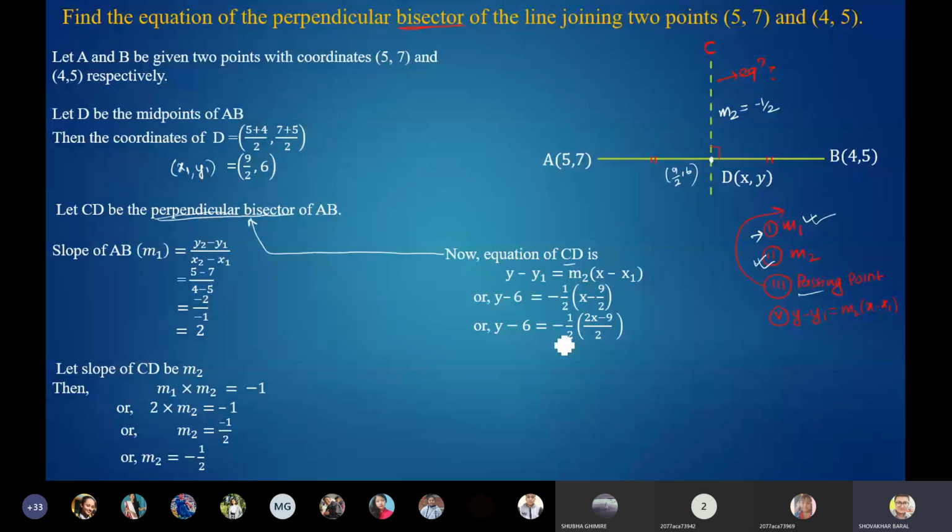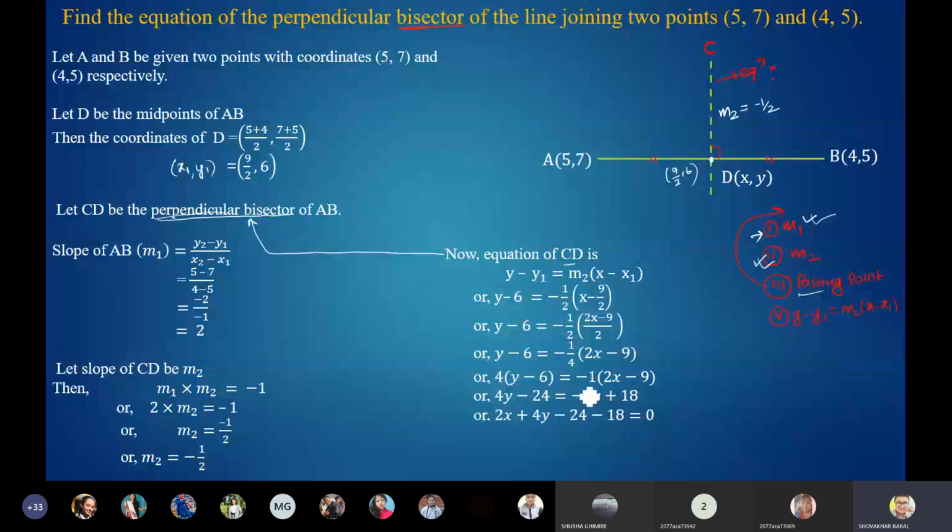Y minus 6 equals minus 1 by 2. Simplify it, it will be 2x minus 9 by 2. Y minus 6 equals minus 2 times 2 is 4, so minus 1 by 4 times 2x minus 9. Cross multiply it, it will be 4 times y minus 6 equals minus 1 times 2x minus 9. So for the simplification you can do 4y minus 24 equals minus 2x minus minus plus 18.